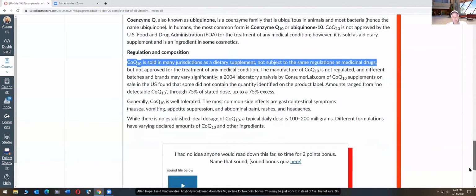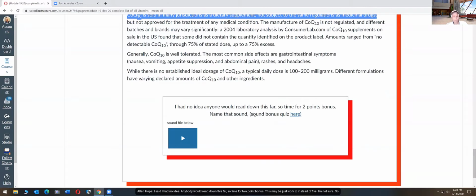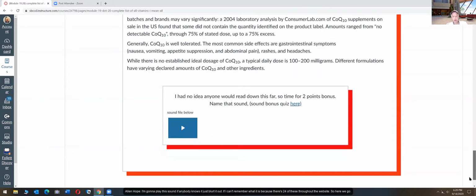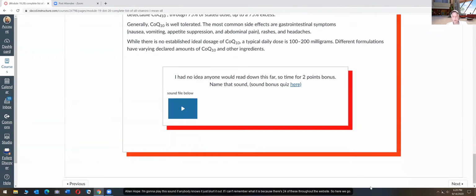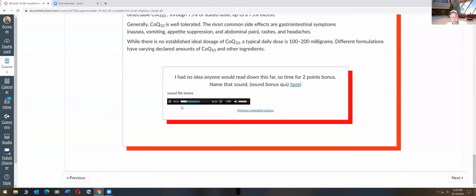But I believe the bonus, here it is, right here. I said I had no idea anybody would read down this far. So time for a 2 point bonus. This may be just worth 2 instead of 5, I'm not sure. So I'm gonna play this sound. If anybody knows it, just blurt it out. I can't even remember what it is because there's 24 of these throughout the website. So here we go.